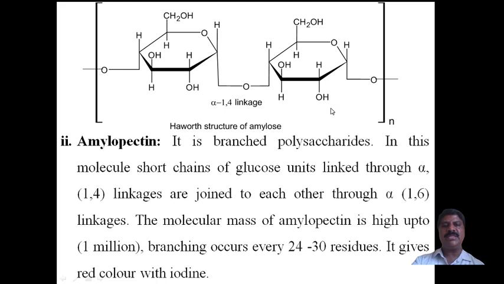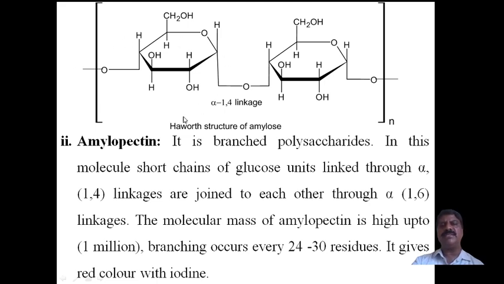The minimum condensation of these alpha D glucose units is more than 10. 11 it will be there, 12 it may be there, many numbers. The molecular mass will vary from a few thousand to around 1,50,000. That will vary, and therefore we say it is n. The n value depends on the molecular mass, and hence it is called a polysaccharide.